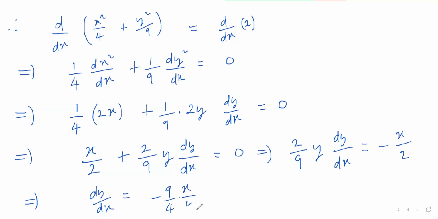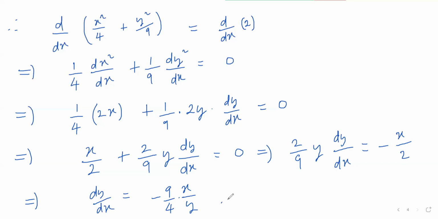Multiplied by x over y. And that's what dy dx is equal to. So dy dx is equal to minus 9 over 4 multiplied by x over y. So that is dy dx for this particular equation. That's what it gives us.